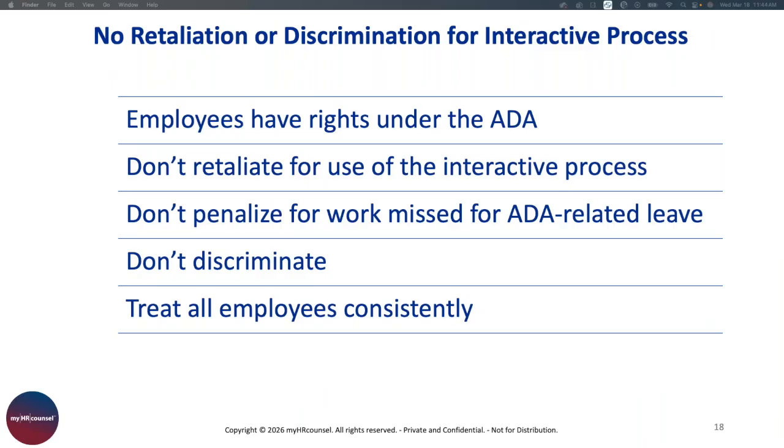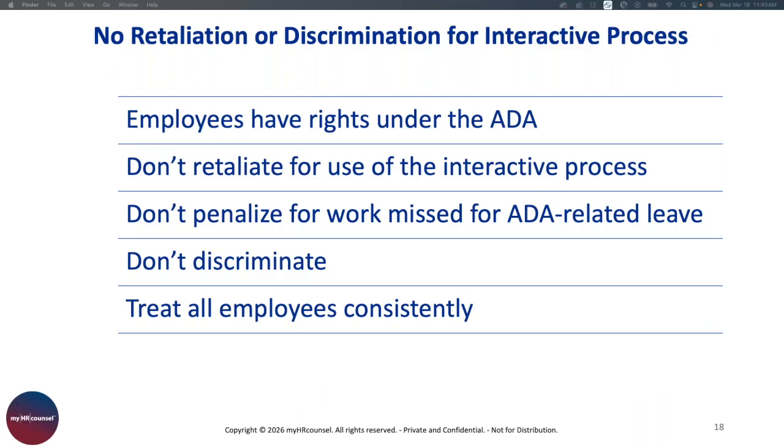If you have granted an employee leave as a reasonable accommodation under the ADA, you cannot then penalize them for work missed when that leave, when they were gone, was again given as a reasonable accommodation. That's also going to be impermissible retaliation under the ADA. That would basically mean that you've provided an accommodation, but then you're taking it away because you don't think it's working. That's going to be considered failing to provide a reasonable accommodation.